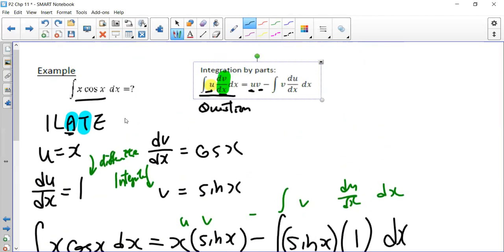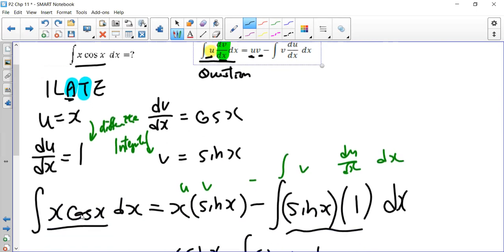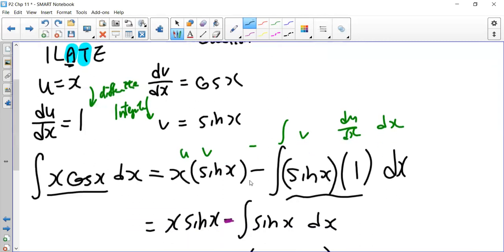That's how we use by parts. First, use the Eilert rule, determine which one is the u term, and then the other will be dv by dx. Then we differentiate to find du by dx, the counterparts of each side. This one, we have to do a small integration. Then we apply the formula, uv, so choose the right thing, minus v du by dx. Okay, so I can mix and match the sweets.